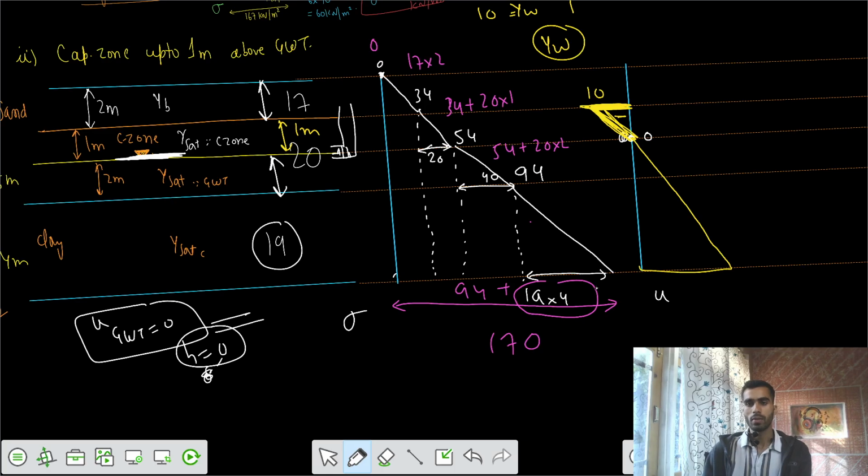So here we have the final value of u at the bottom. It equals how much? From the groundwater table level, that is 2 meters plus 4 meters, so 60. I would say this is your 60 value. Here we have 20, 2 into 10, 20 pore water pressure. Let's go for the third one.